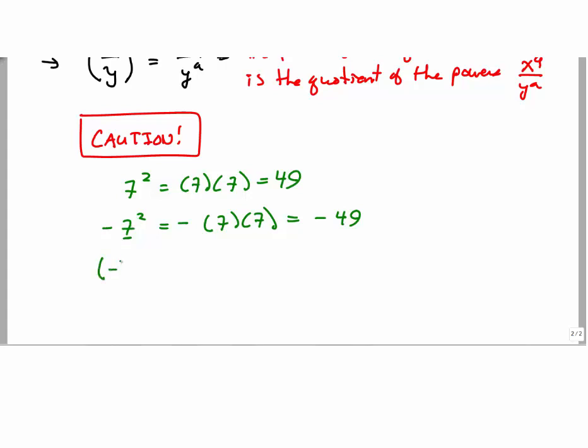So if we put the negative 7 in parentheses, that would be a negative 7 times a negative 7. A negative times a negative, of course, is a positive. 7 times 7 is 49. So I get a positive 49 out of that. So you can see you have to be very, very careful about what is the base of the exponent. That's what we really want to look out for here.